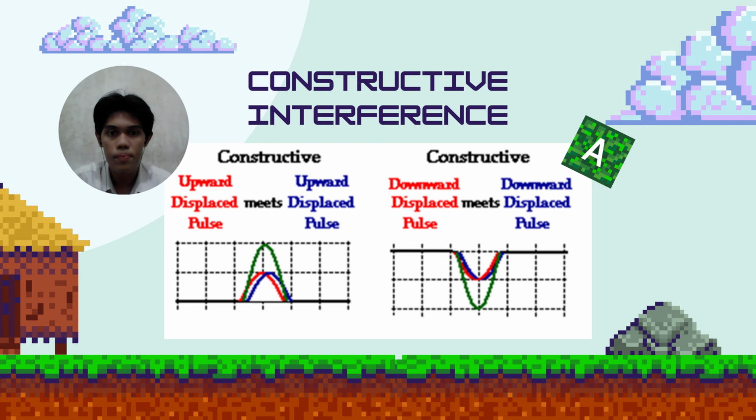Okay, constructive interference is one of the two types of interference. Constructive interference happens when two waves overlap in such a way that they combine to create a larger wave, so the amplitude is greater. Constructive interference can be observed when two interfering waves are displaced upward, like on the left. However, when both of the interfering waves are pushed downwards, it's also visible.